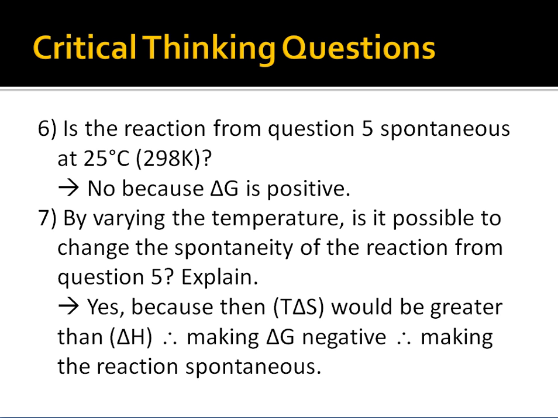you would be able to change the spontaneity because if the temperature was, say, higher, then T times the change in S would be greater than the change in H, therefore making the change in G negative, therefore making the reaction spontaneous. The equation we use, of course, is change in G is equal to change in H minus T times the change in S.